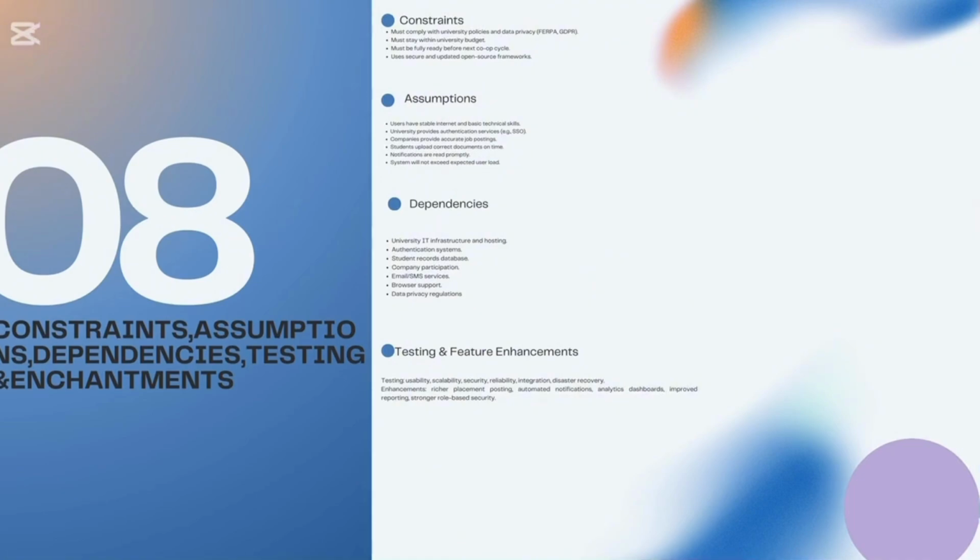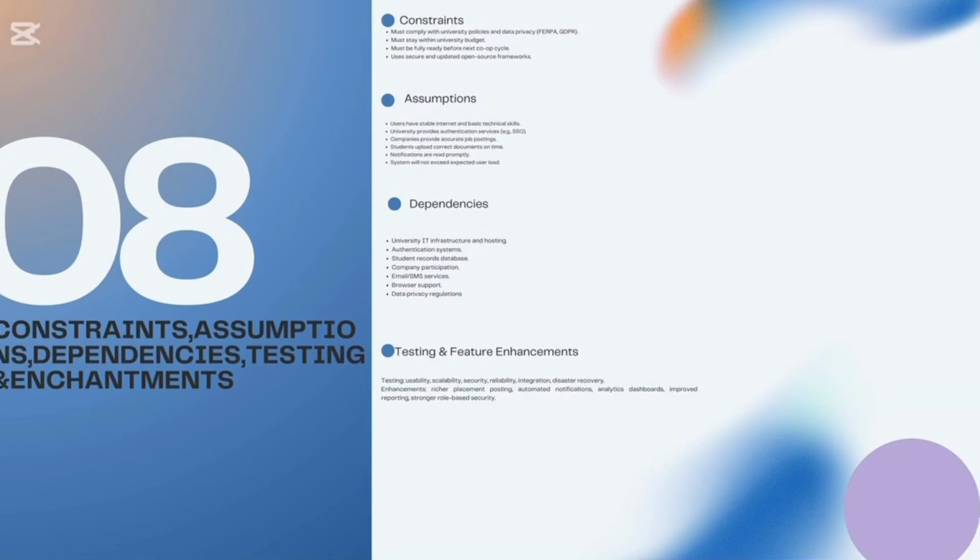Secondly, assumptions and dependencies. We assume users have stable internet and basic technical skills. The system also depends on the university infrastructure, authentication services, student records, the companies being included in this project, and also the email services.